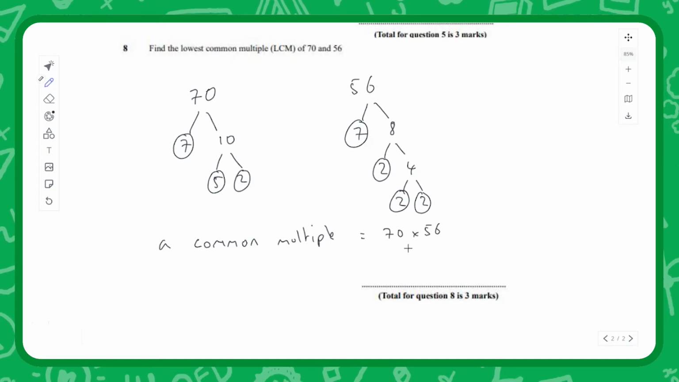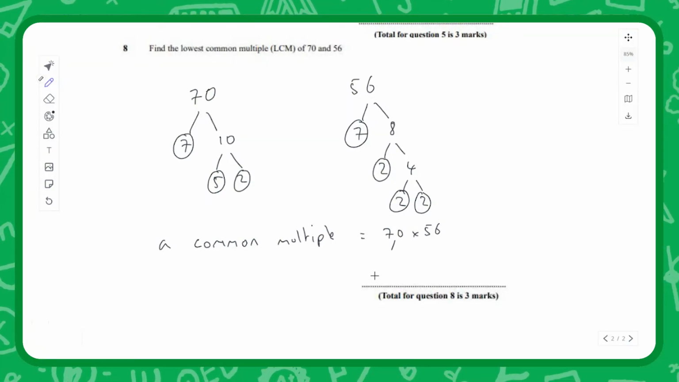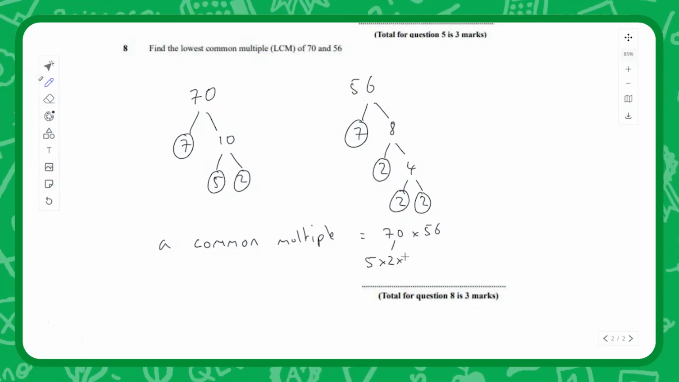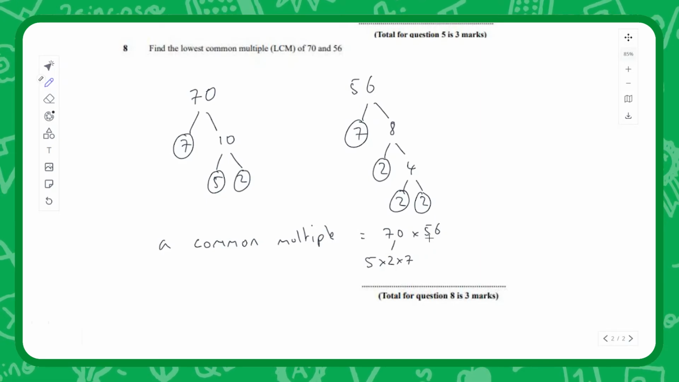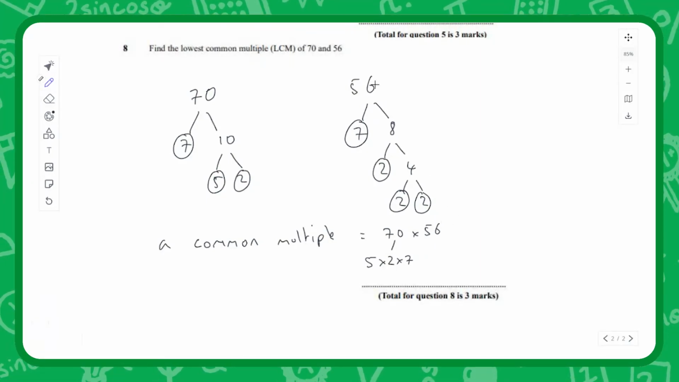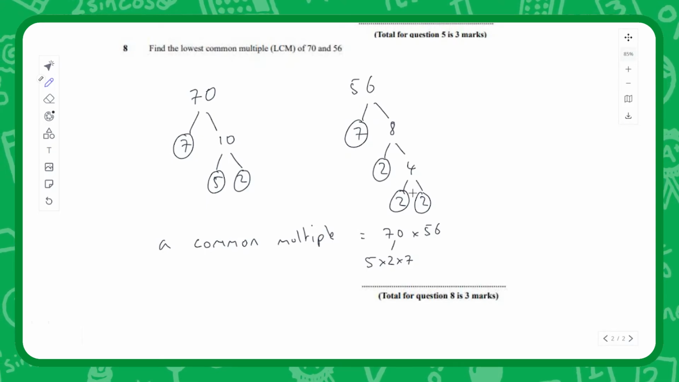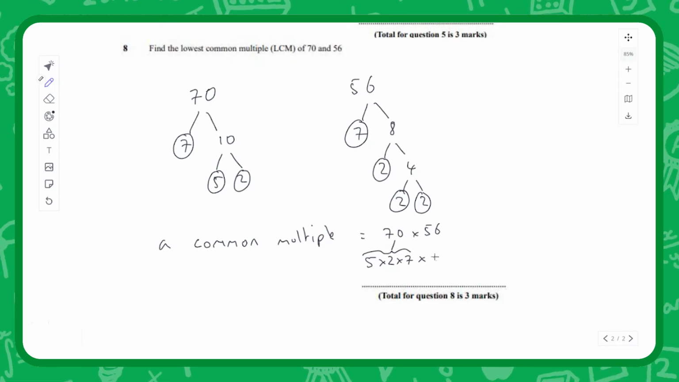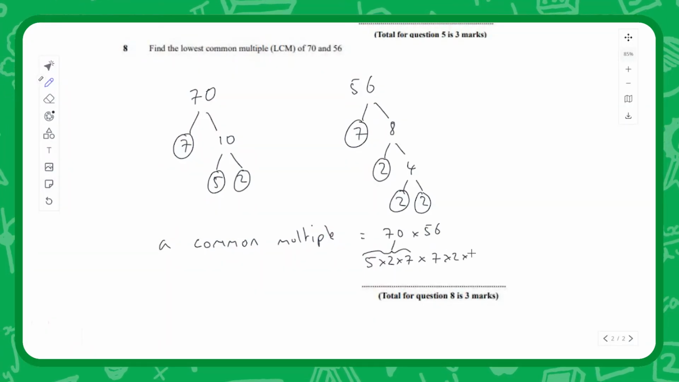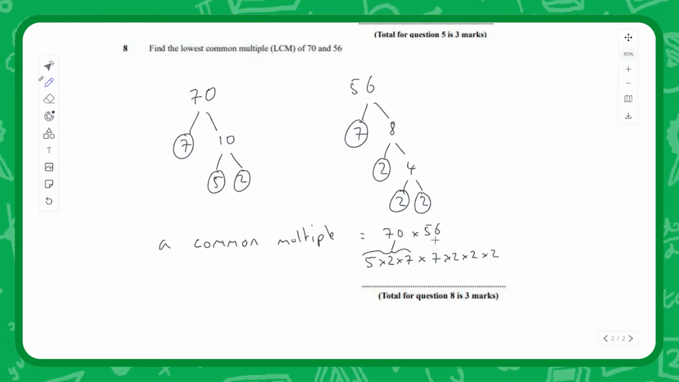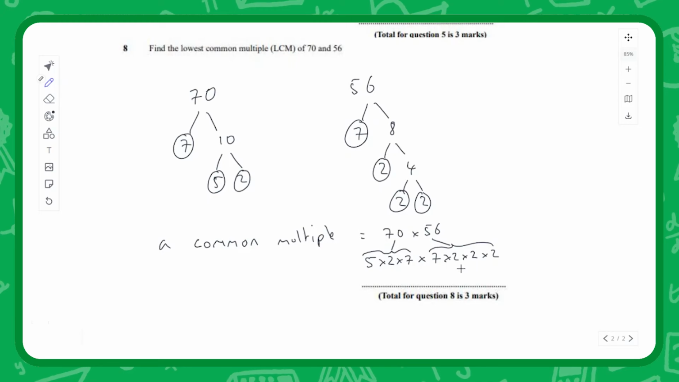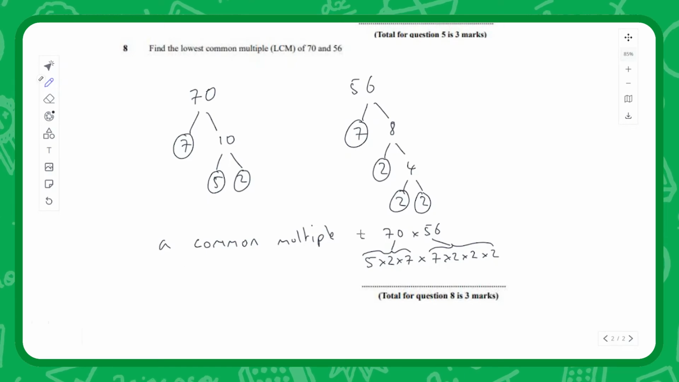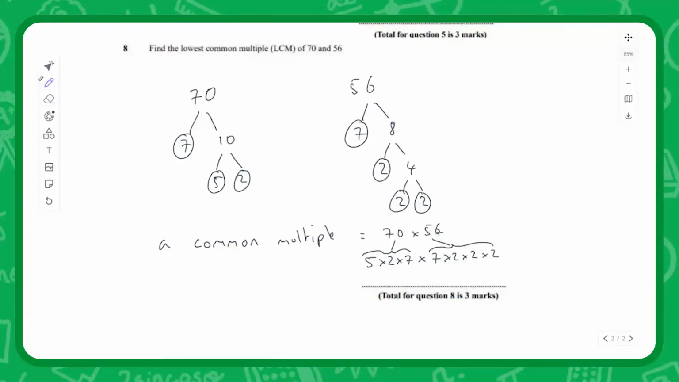Or 5 times 2 times 7, whichever way we want to do this, right? I know 70 can be written as, I'm going to go 5 times 2 times 7. And I know that 56 can be written as 7 times 2 times 2 times 2. So I'm multiplying this, which is 70, by 56, which is 7 times 2 times 2 times 2. Well, what we can see is, we're getting this common multiple, but it's likely bigger than we need it, right? There's probably a smaller number that both 70 and 56 will also go into.